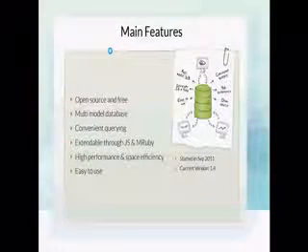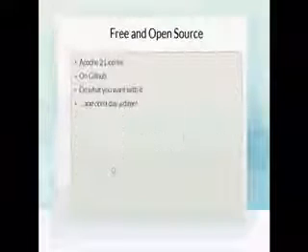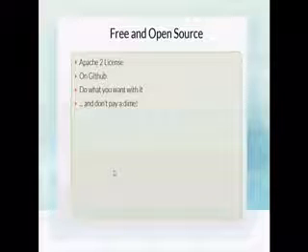Now we will see the main features of ArangoDB. As I told earlier, it's open source and free. It's a multi-model database, with convenient querying, extendable through JS or mruby. It has high performance and space efficiency, and it's easy to use. Here we discuss free and open source. ArangoDB is licensed under Apache 2, and you will get setup instructions or any information on GitHub.